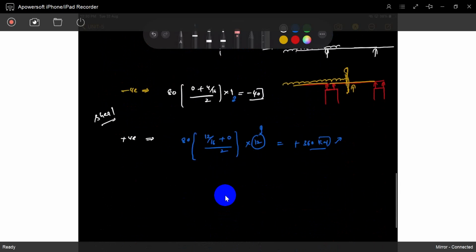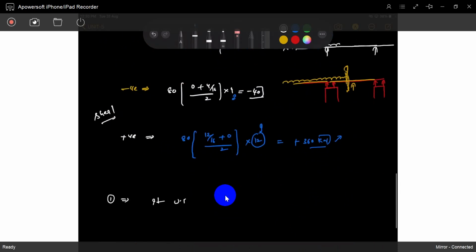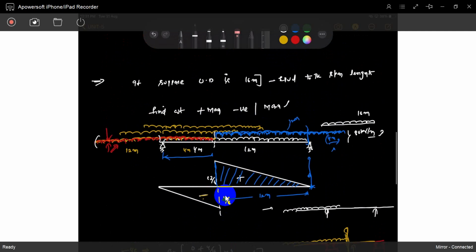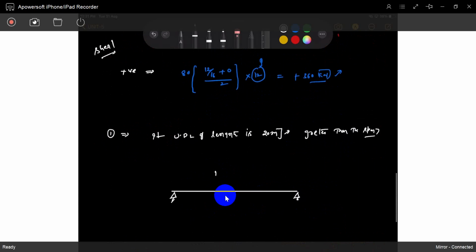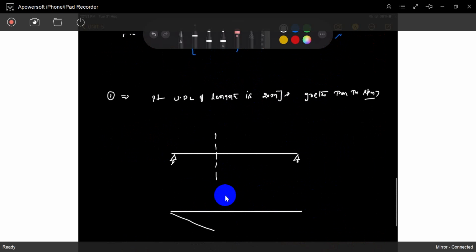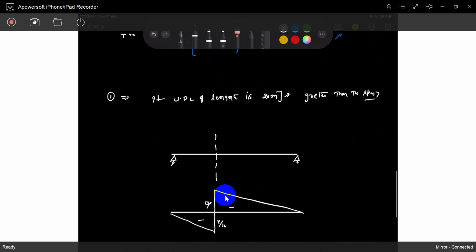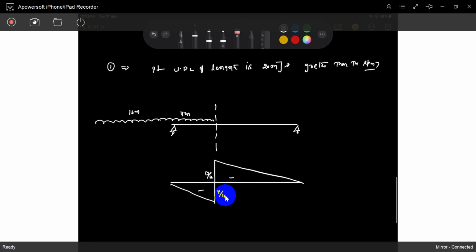Same thing for the third assumption, if the UDL length is 20 meters, greater than the span. So what will happen? The same thing will happen. 16 meters is exactly like this. You can just assume it. See, this is the span. So now it's 20 meters. So when will we get the maximum negative shear? Same thing. You have to place the load like this. 4 meters here, 16 meters is out of here. You will get maximum shear.